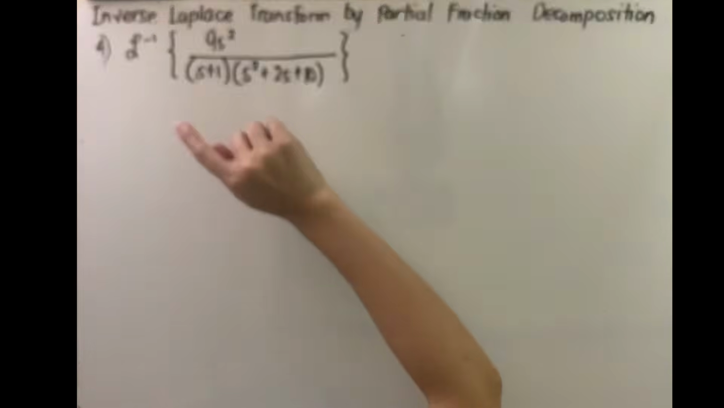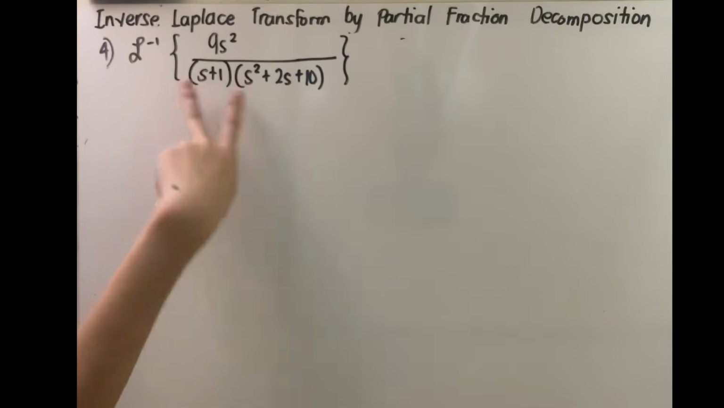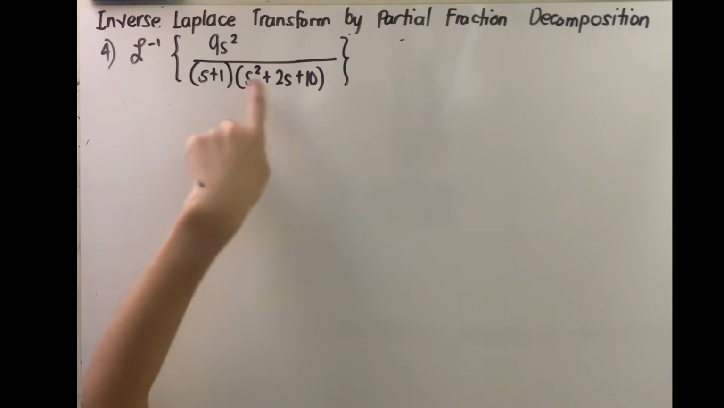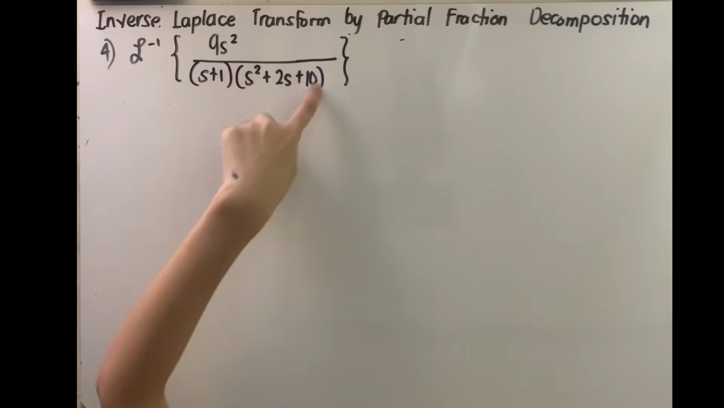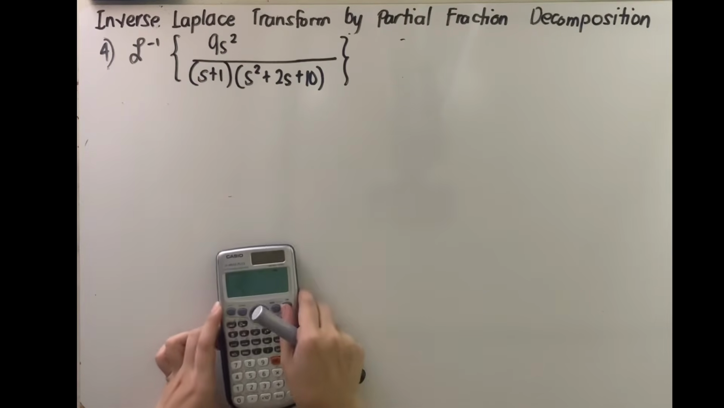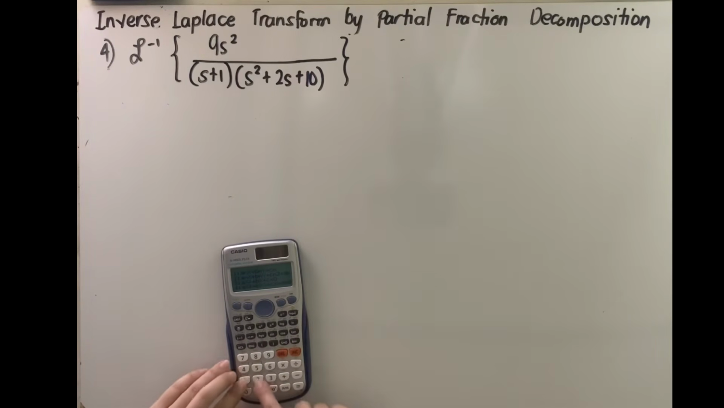For the last example, in inverse Laplace transform by PFD or partial fraction decomposition, we have here two factors. One is linear, that's s plus 1. The other one is quadratic. So, we're going to check if this quadratic, we can still further factor it. So, to make it easier, get your calculator and take the roots of the quadratic equation. That's 1, 2, 10.